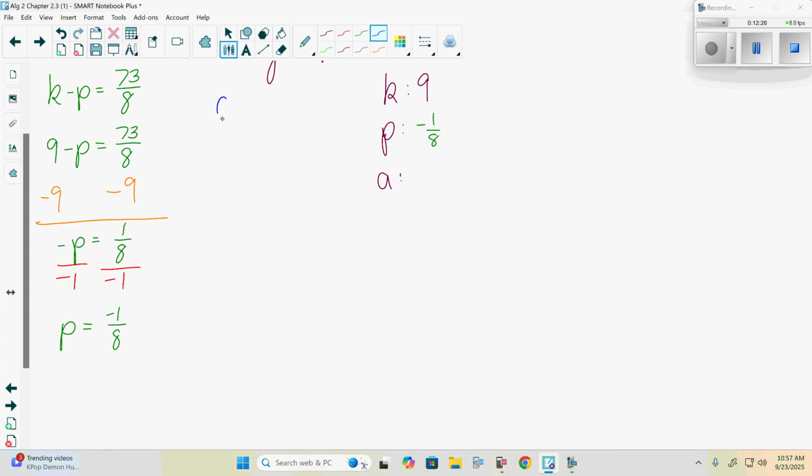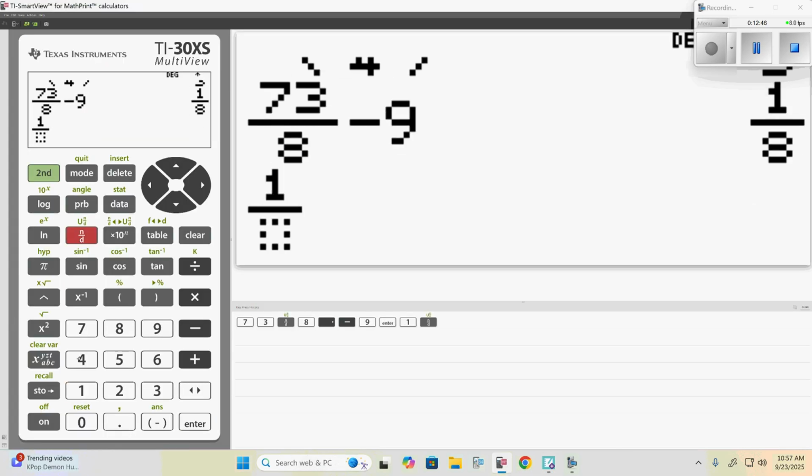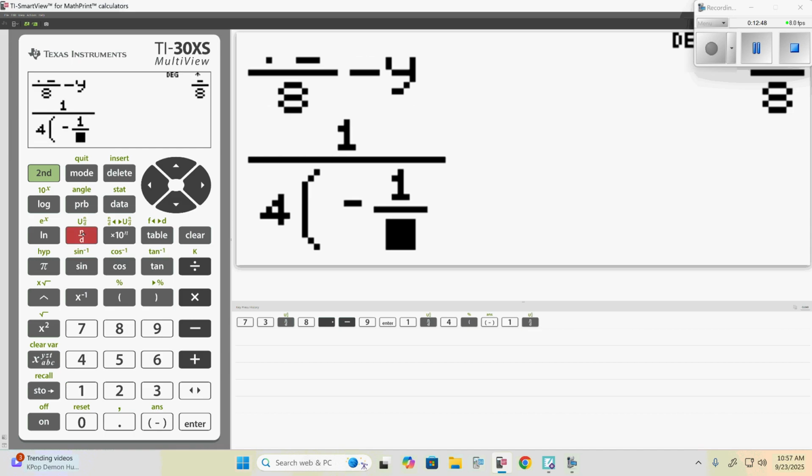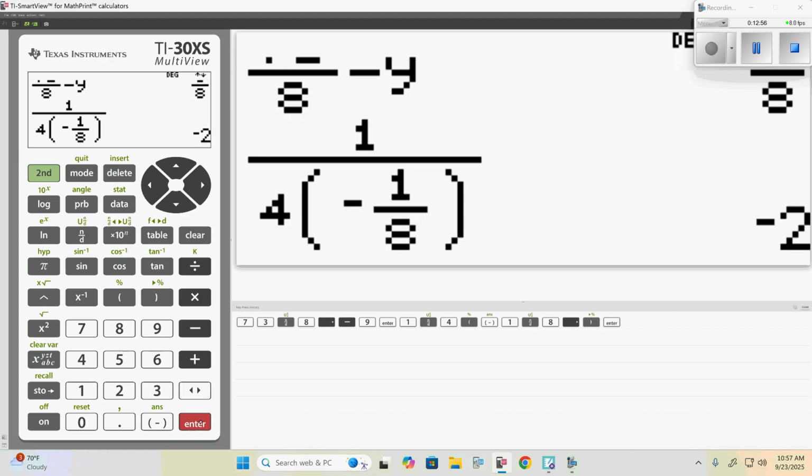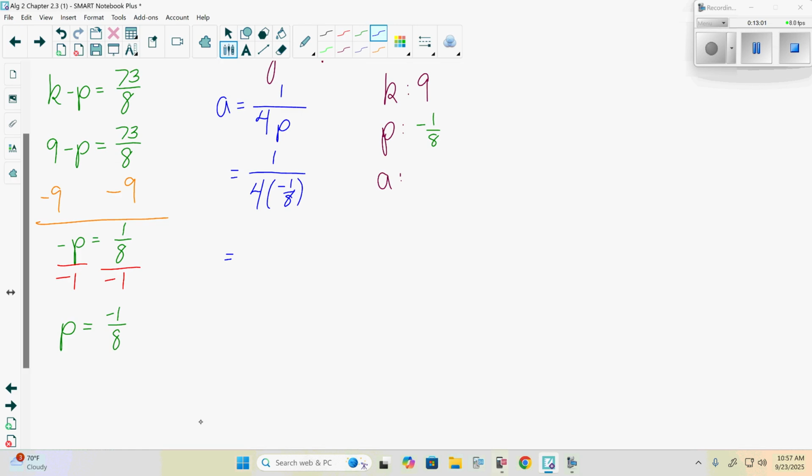So the last thing we need to find is the value of a. And a is equal to 1 over 4p. So we have 1 over 4 times negative 1/8. Yes? And up to this point, the largest value we've had for a was 1, yes? I mean, positive or negative. And as I've said, we can have values bigger than it, because here, the value of a is negative 2.